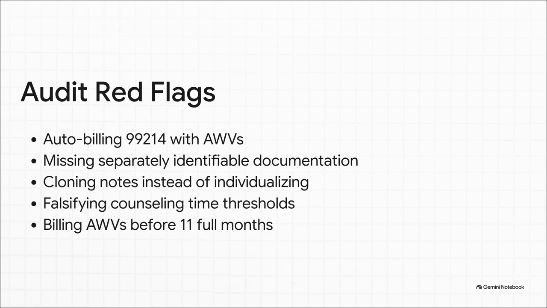Don't do it. If you are using modifier 25, your documentation must definitively show a separately identifiable service. That means no cloning notes from previous visits. Also, strictly observe your timing. Billing a Medicare AWV even one single day before those 11 full calendar months are passed will result in a fatal frequency denial. Always, always verify eligibility dates before the patient even walks in the door.